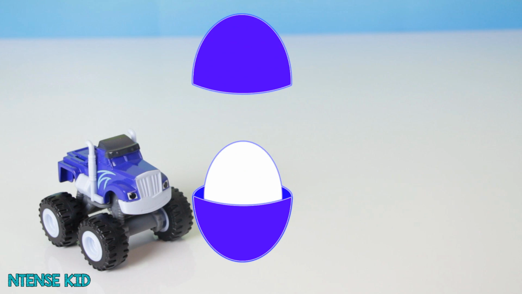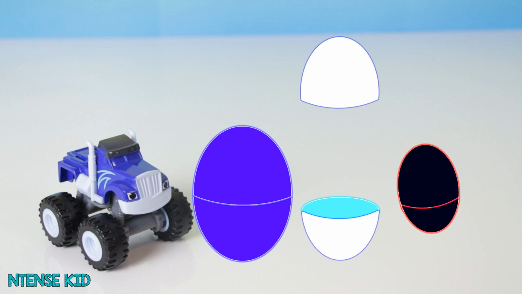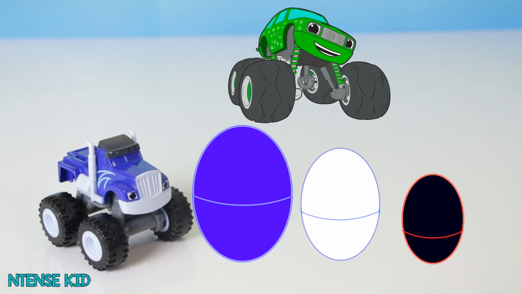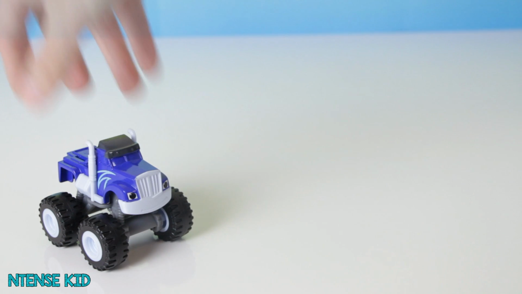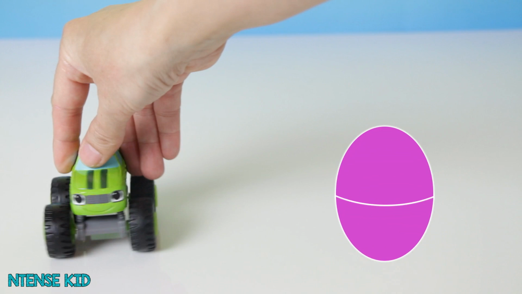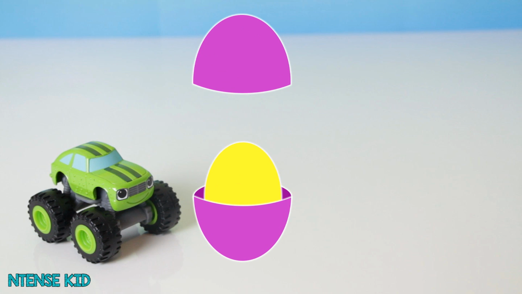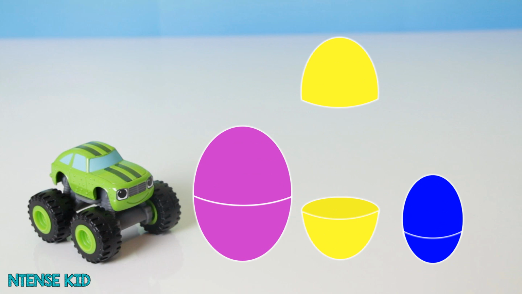And inside, it's a white egg. And now a black egg. Yay! Pickle was inside the black egg. Hey, Pickle. You have a purple egg behind you. What's inside the egg? A yellow egg. And inside the yellow one, it's a blue egg.